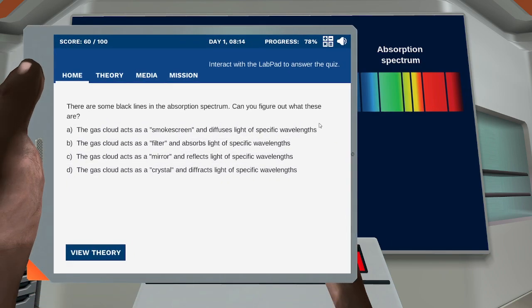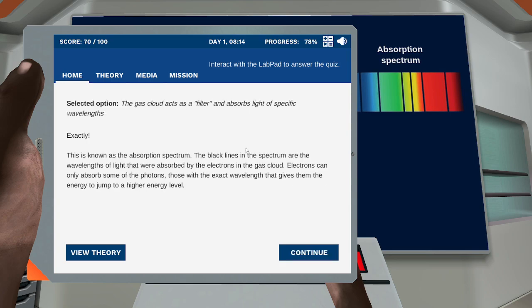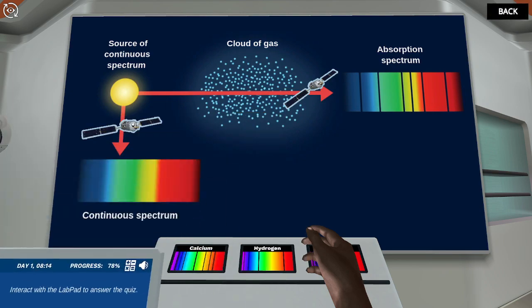There are some black lines in the absorption spectrum. Can you figure out what these are? Exactly. This is known as the absorption spectrum.